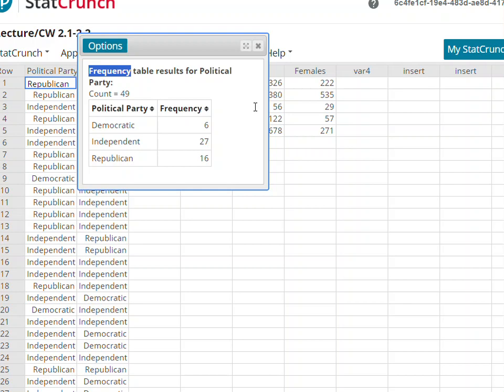So a frequency table is going to give me the frequency with which the category was answered. So it's the total count for each one of these categories. You can look here and you can see that there were a total of 6 respondents who said they were Democratic, 27 said that they were Independent, and 16 of them said that they were Republican. And the total count for the survey was 49. So this is what we would call a frequency table.